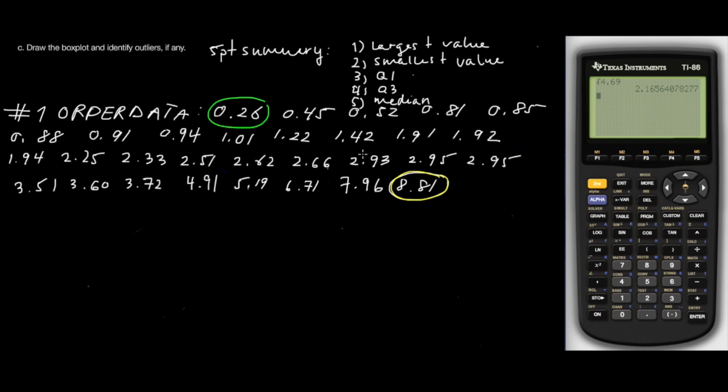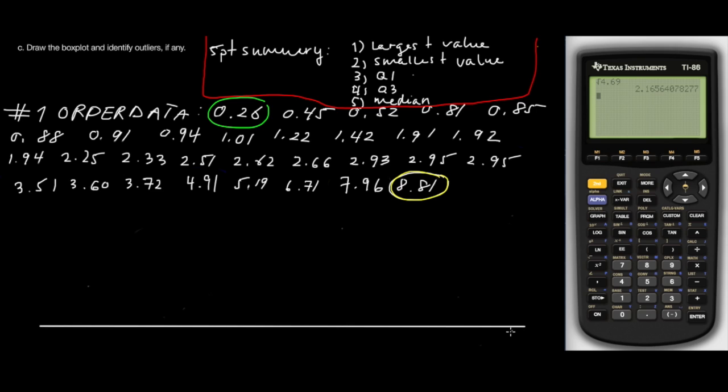Okay, so that is when they ask you in an exam, say for example, for the 5-point summary, before drawing your box plot, they're referring to the largest value, the smallest value, Q1, Q3, and the median. Okay, so very important. So with that, we can then draw our box plot. So let's first draw our axis. Wonderful.